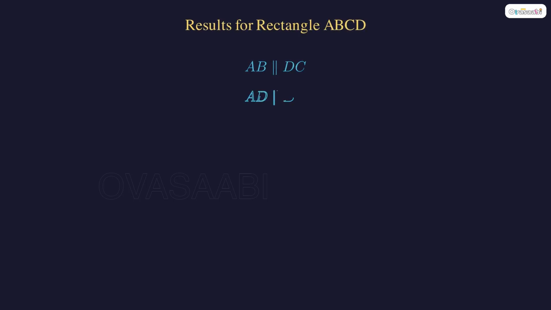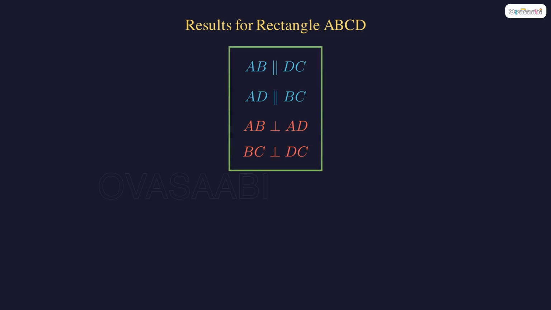Opposite sides AB and DC are parallel, and AD and BC are parallel too. Sides that share a corner like AB and AD meet at 90 degrees, so they are perpendicular.